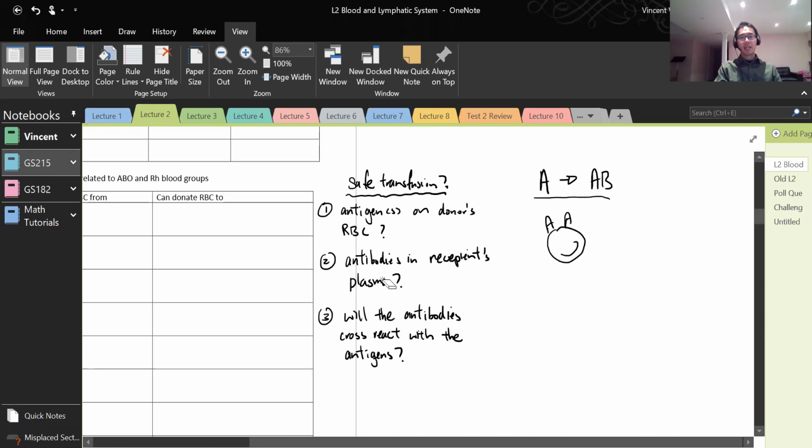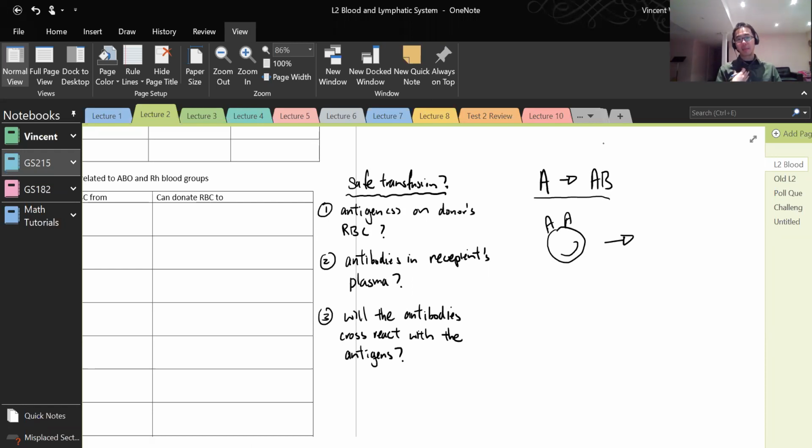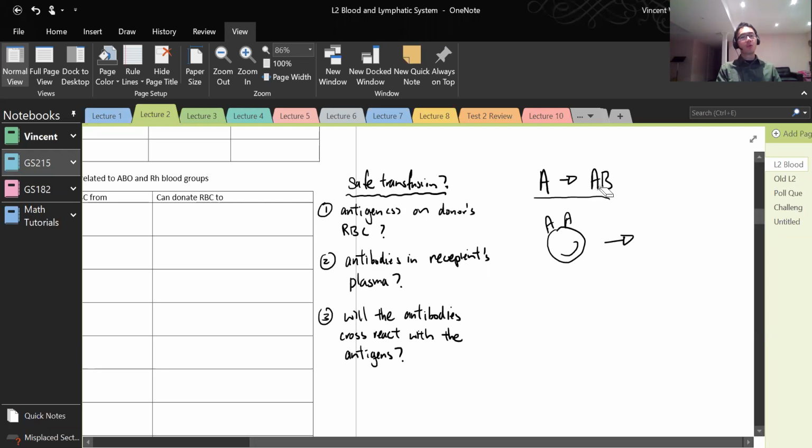Let's just show 2. The antibodies of the recipient's plasma. You're going to give it to an AB person. Remember, you make antibodies for anything that you do not have in your body. So if you're an AB person, you will not be making antibody that would attack A or B, because otherwise you will end up attacking yourself. So in this case, you will have no antibodies against A or B. Because the recipient doesn't have any antibodies, it's okay. You can give this to them and there will be no reaction. Therefore, this is going to be safe.